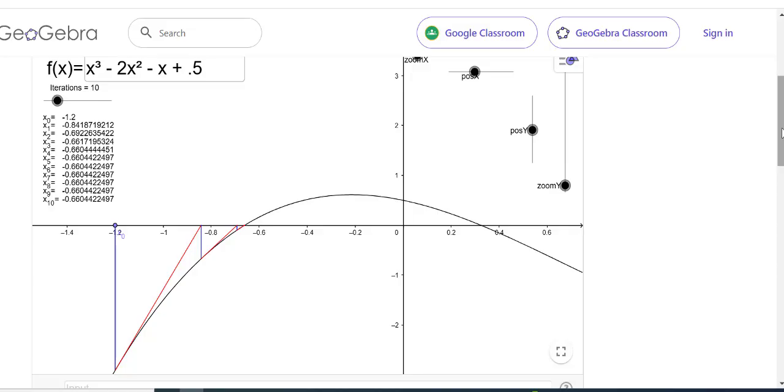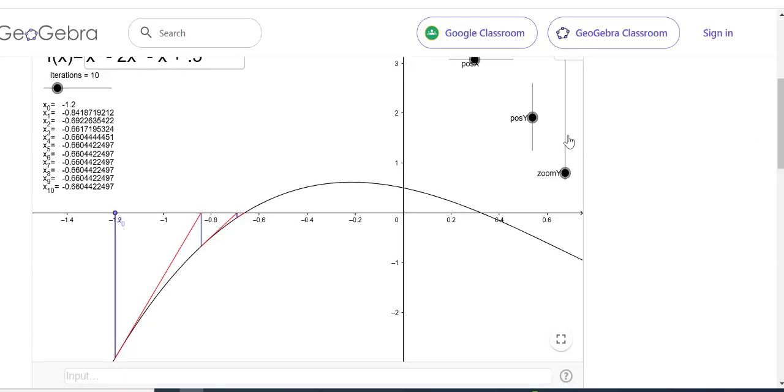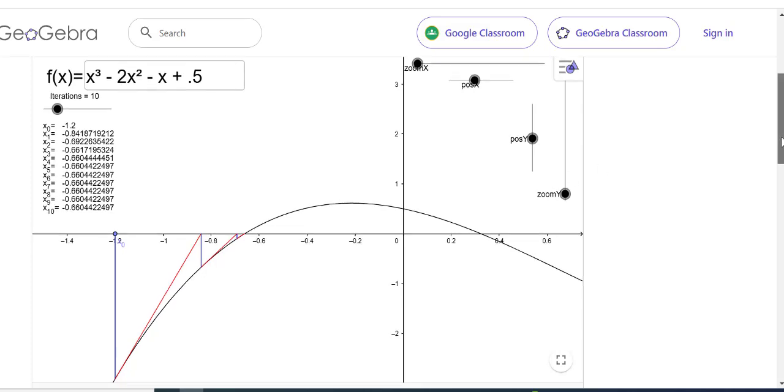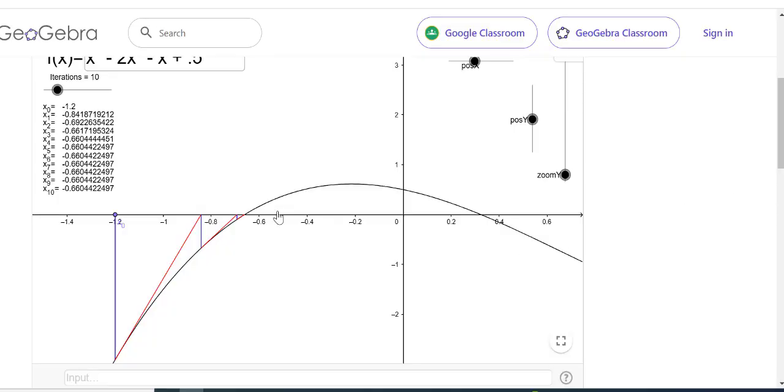Okay, so this is using GeoGebra, and what we're going to do is look at this function: x cubed minus 2x squared minus x plus 0.5. Let's just say that we wanted to find the zeros of this function. So going back to maybe a college algebra type problem where I'm just looking for where this function crosses the x-axis, it would be somewhere close to maybe negative 0.7. I also have one over here, maybe a little bit bigger than 0.3, and another one farther along the x-axis.